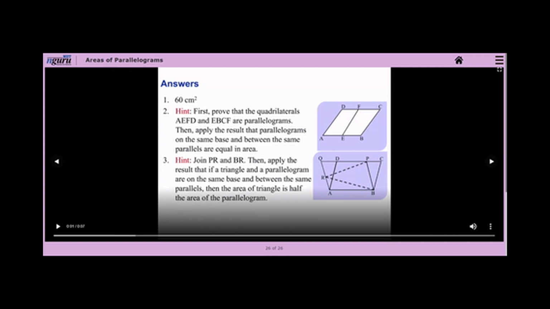Now in the third question, if a triangle and a parallelogram are on the same base and between the same parallels, then the area of the triangle is half the area of the parallelogram. So the area of triangle PRB is half the area of QPBA, ma'am. And the area of QPBA is equal to? ABCD parallelogram, ma'am. Correct. So we can say that the area of PRB is half the area of ABCD. Yes, ma'am.